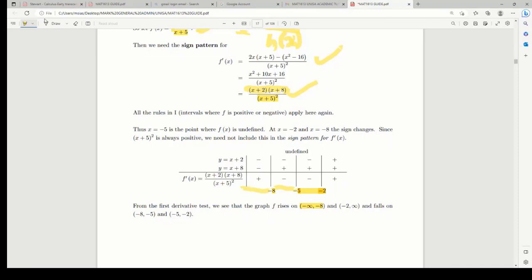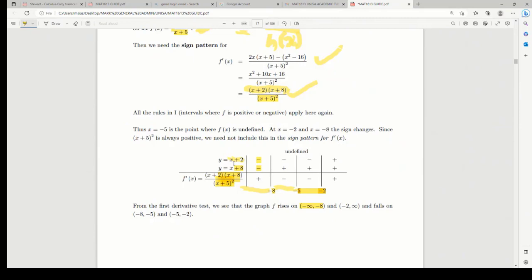If I say minus 9 for this function here, minus 9 plus 2 is a negative. Minus 9 plus 8 is a negative, right? And then I look at the denominator, which is always non-negative. So a negative times a negative gives me a positive, and the denominator is always non-negative, x plus 5 squared, okay?